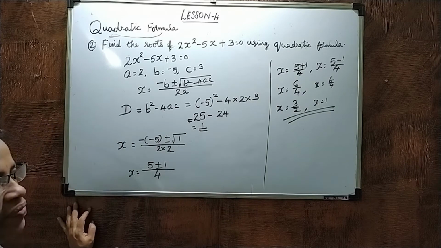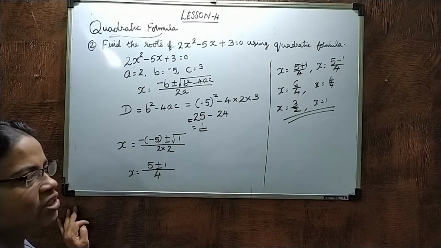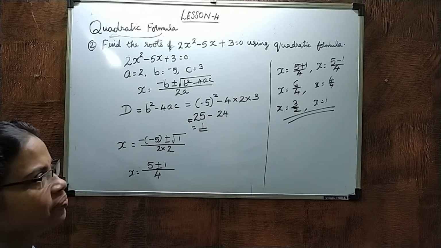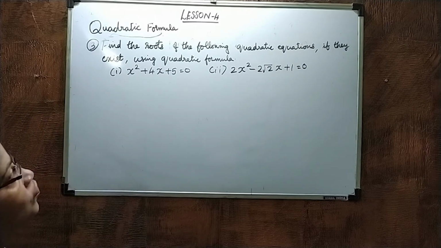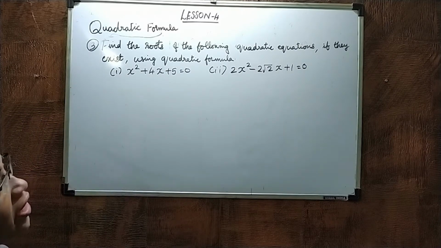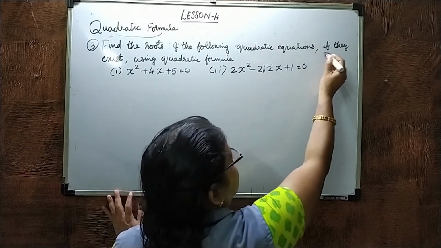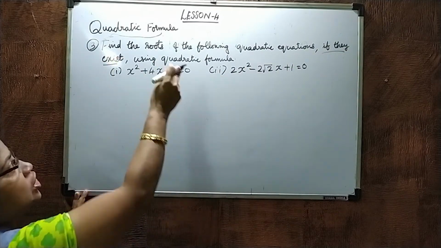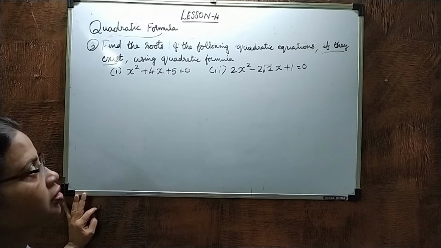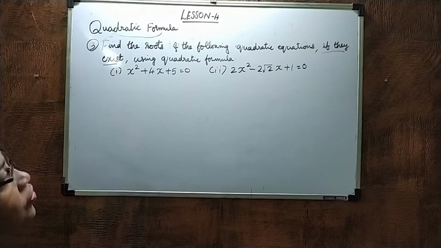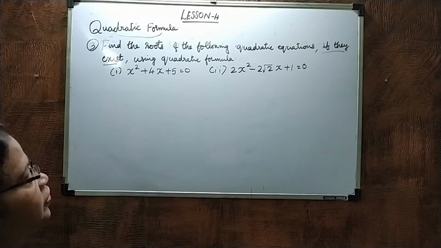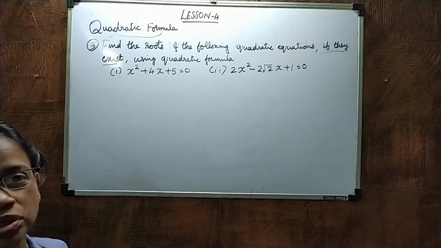The previous problem we got 2 by 3 I think. So here it is 3 by 2. Okay. Now next question. Find the roots of the following quadratic equations if they exist, using quadratic formula. That means you have to find out the roots. If they exist using quadratic formula means what?